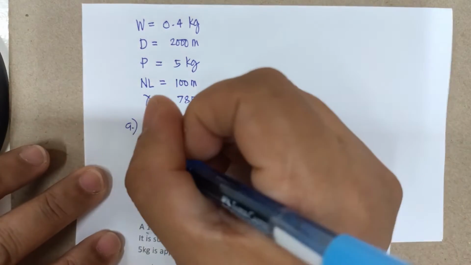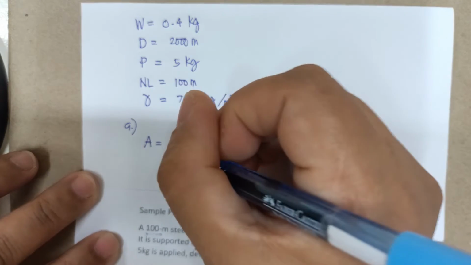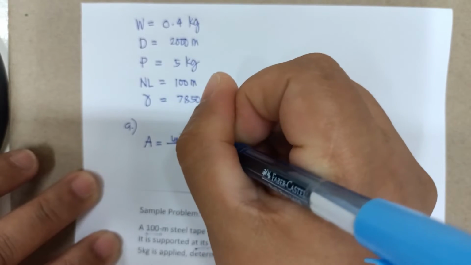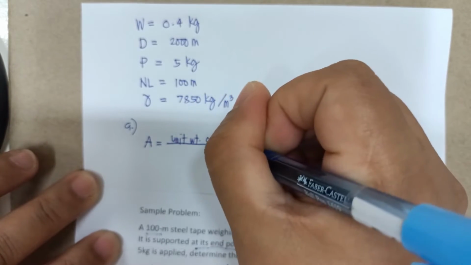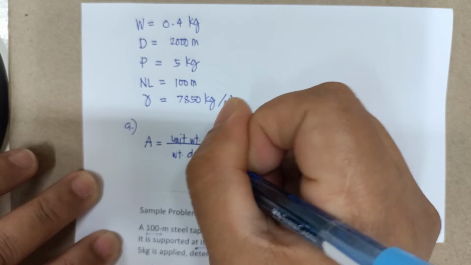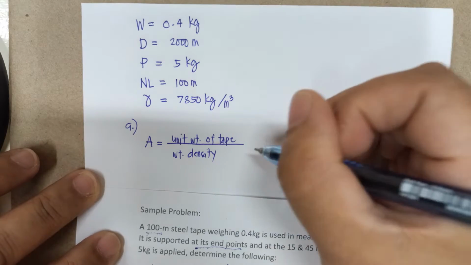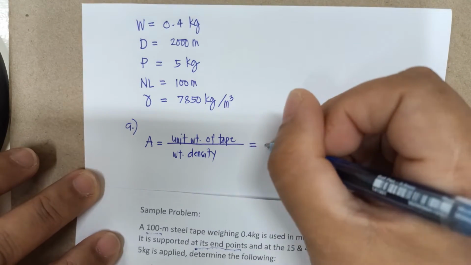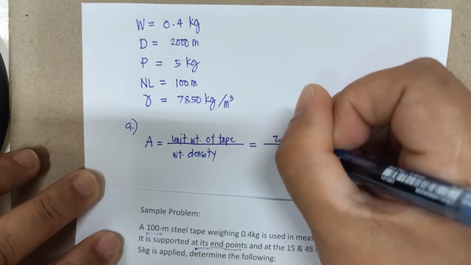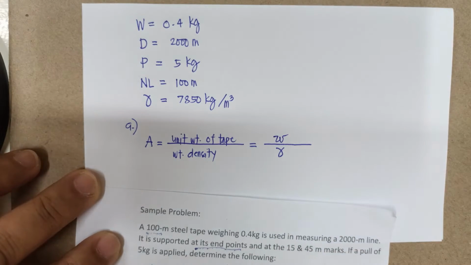So we know that the cross-sectional area of the tape is equal to the unit weight of tape divided by the weight density of the steel, because the tape is made of steel in this problem. Using our variables that we discussed in our previous lesson, the unit weight of the tape is omega, and the weight density is equal to gamma.